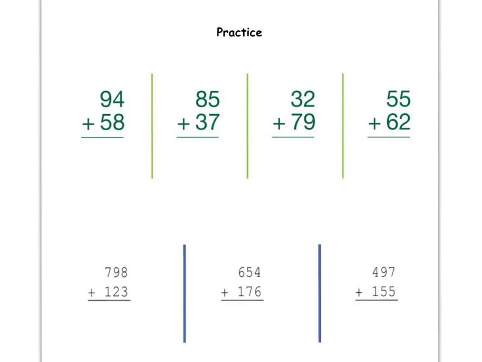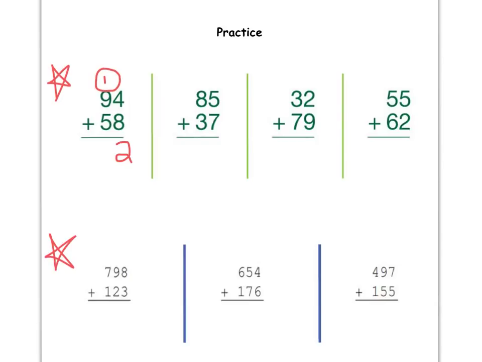On this practice page, we are going to do the first one, 94 plus 58, together, and also 798 plus 123 together. So I'm going to put a star right here because that's one we're going to do together, and I'm going to put a star right here because that's another one we're going to do together. So let's look at 94 plus 58. 4 plus 8. If I have 8 and I count 4 more, I get 12. So in order to put my 2 down, I place my 2 directly underneath the ones place, and I have to regroup or carry over my 10.